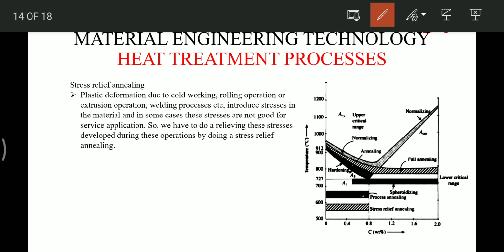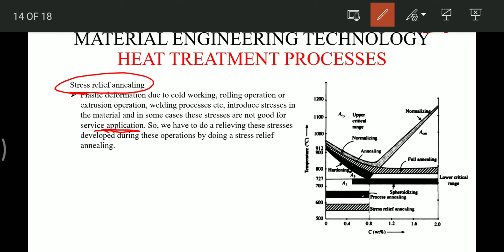Then we have stress relief annealing. Plastic deformation due to cold working, rolling operation or extrusion operation, welding process, etc. actually induces stresses in the material, and in some cases these stresses are not good for service applications. Okay friends, so to relieve these stresses, we have to carry out stress relief annealing.